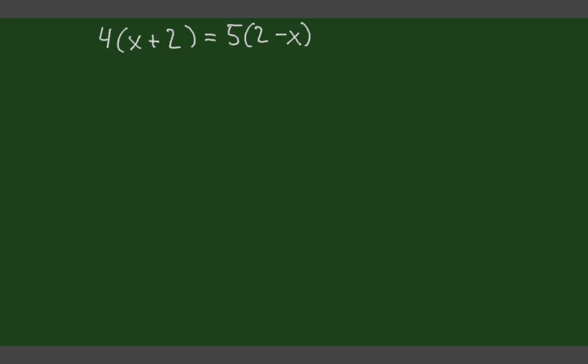Right, so this time around I've got a slightly more complex equation. So it's 4 times (x plus 2) equals 5 times (2 minus x). So if you want to have a go at that for yourself, pause the video now, have a go. I'll be back in just a moment to give you a hint as to the first steps.